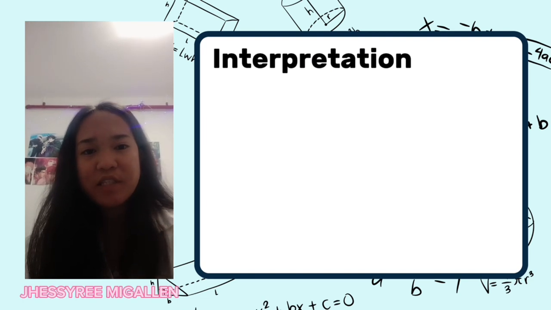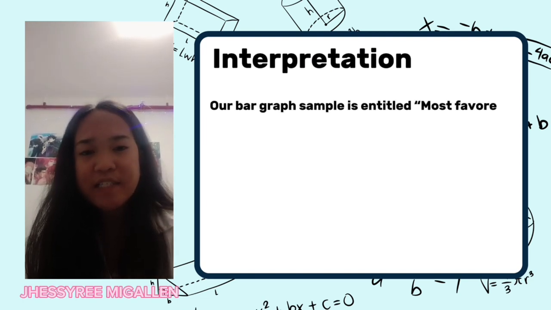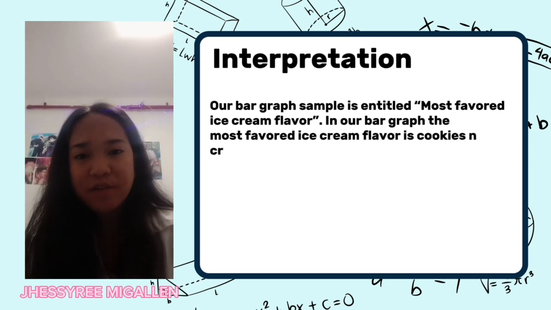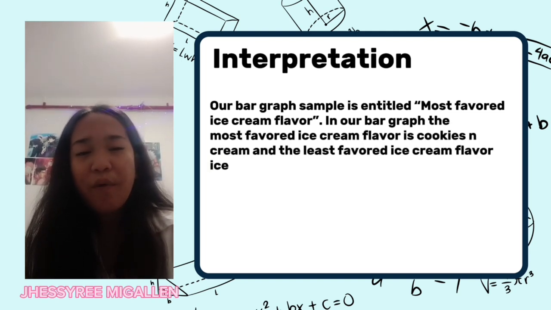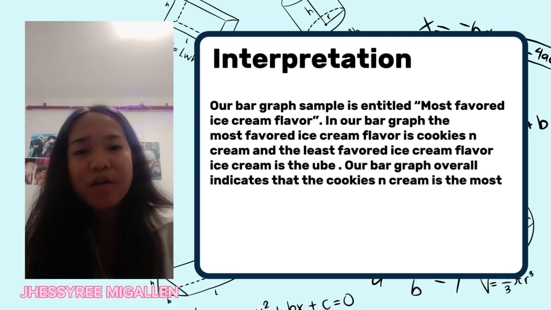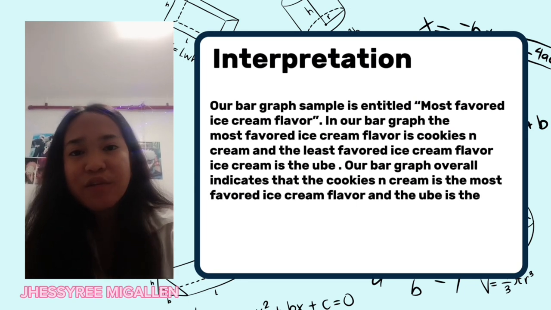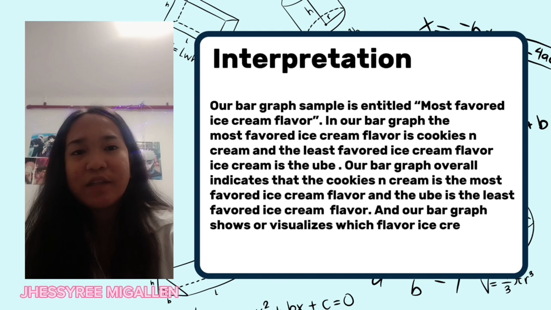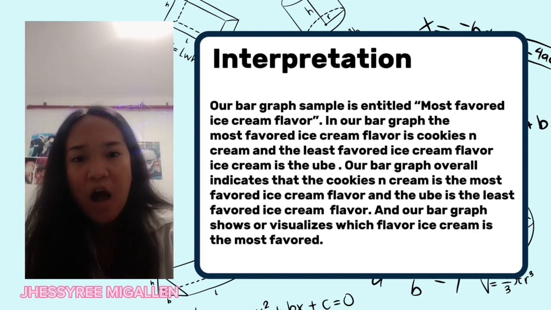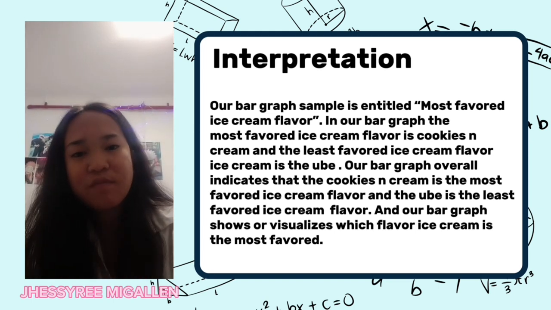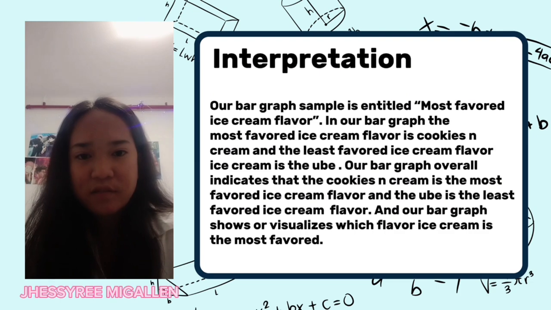Our program sample is entitled Most Favored Ice Cream Flavor. In our program, the most favored ice cream flavor is cookies and cream, while the least favored ice cream flavor is the strawberry. Our bar graph overall indicates that cookies and cream is the most favored ice cream flavor, while strawberry is the least favored. And our bar graph visualizes which flavor of ice cream is the most favored.